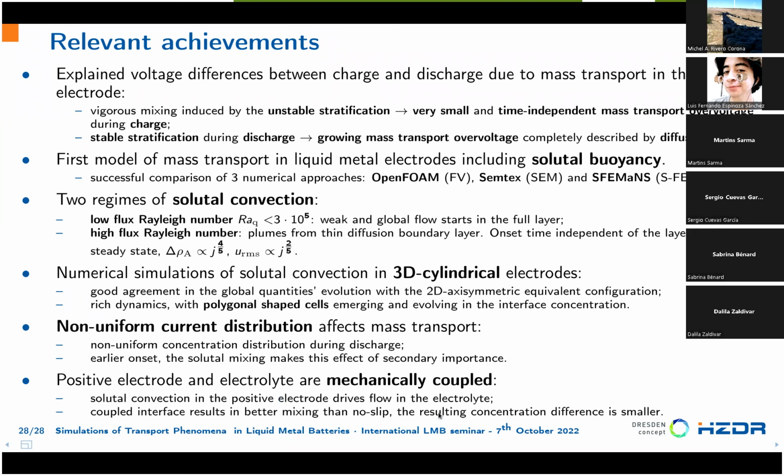And we also study what happens if the positive electrode and the electrolyte are mechanically coupled. What we saw is that solutal convection drives a strong flow in the electrolyte, and the coupled interface allows better mixing than the no-slip one assumed in the first part of the study.